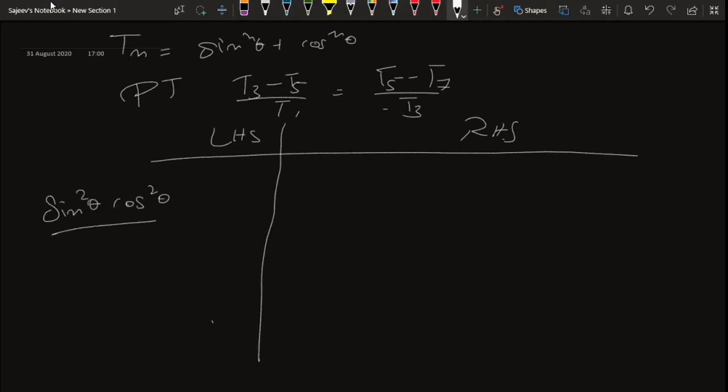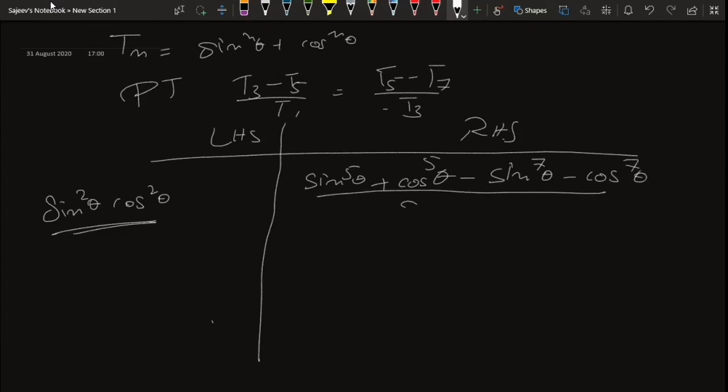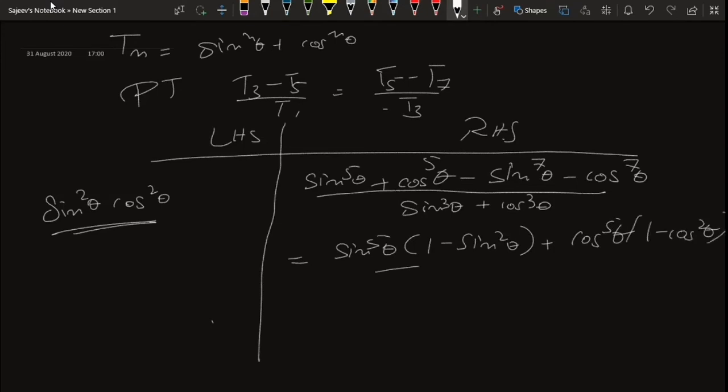Now what is my RHS? Let's see if we get the same. So sin power 5 theta plus cos power 5 theta minus sin power 7 theta minus cos power 7 theta, by sin cube theta plus cos cube theta. So let me take sin power 5 theta common: sin power 5 theta into (1 minus sin square theta), plus cos power 5 theta into (1 minus cos square theta). I did the same thing as the LHS. So in the denominator I have sin cube theta plus cos cube theta. I am not touching the denominator now.